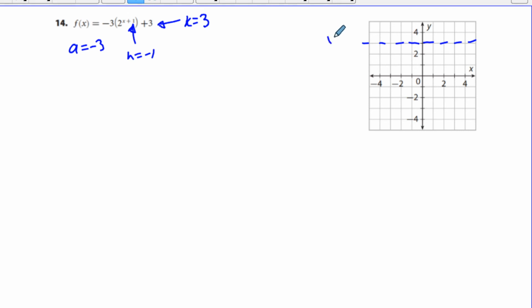So the horizontal asymptote is y is equal to 3. All right, so that's one of our things.